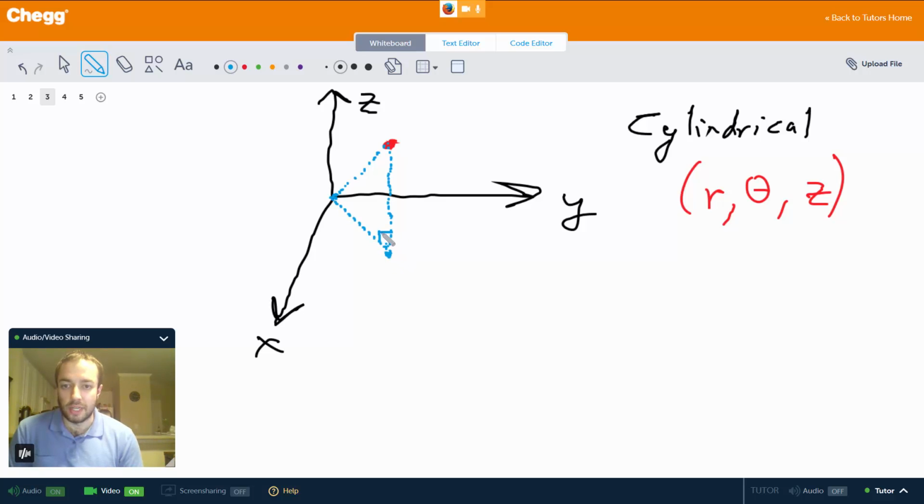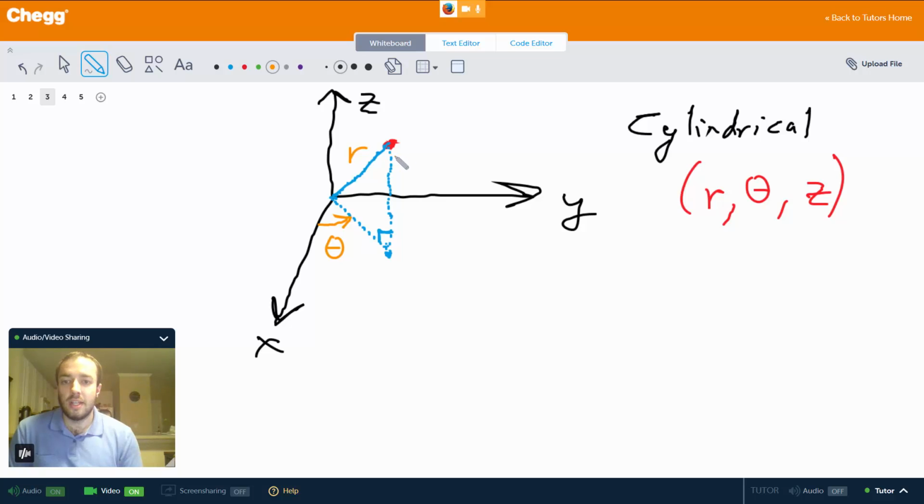Okay, and this is a right triangle right here. And R is this distance right here. This here is R. All right, and theta is the same thing it was before for polar coordinates. Theta is the angle made between this point and the positive x-axis. Okay, so R and theta are the same thing as before, but what about Z?